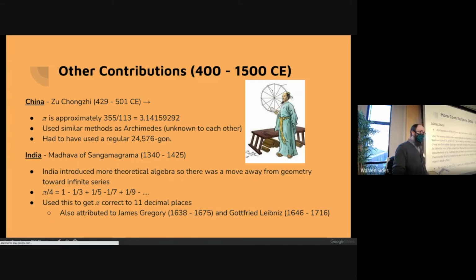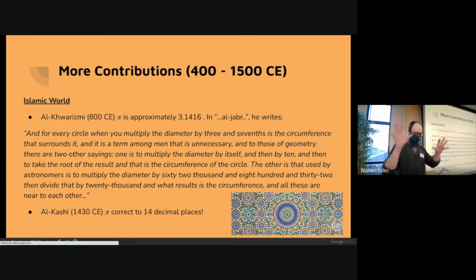In the Islamic world, this is also happening sort of at the same time. China and India are doing their things. Al-Khwarizmi, the person we get the word algorithm from and the word algebra from, in 800 wrote this in his text, which has the word algebra in it. There's actually 3 estimations of pi in here, which I appreciate that they're like, yeah, use any one of them, it's fine. The first one is 3 1/7.